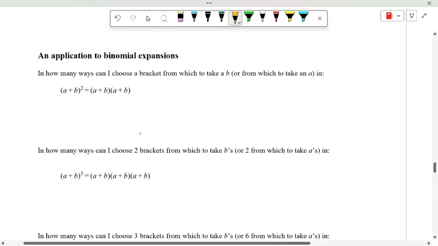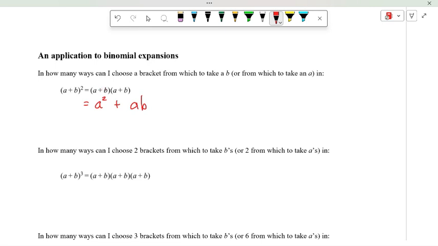Now, next up, we're going to look at what's called the binomial expansion. All right. And we know that when we multiply a plus b by a plus b, we actually get a squared. Because what happens is we need to take one factor out of each bracket and multiply it by a factor from the other bracket. So there are actually 4 possibilities. I take an a from here and an a from here. I take an a from here and a b from here. I take a b from here and an a from here. And I take a b from here and a b from here. Those are the only 4 things.